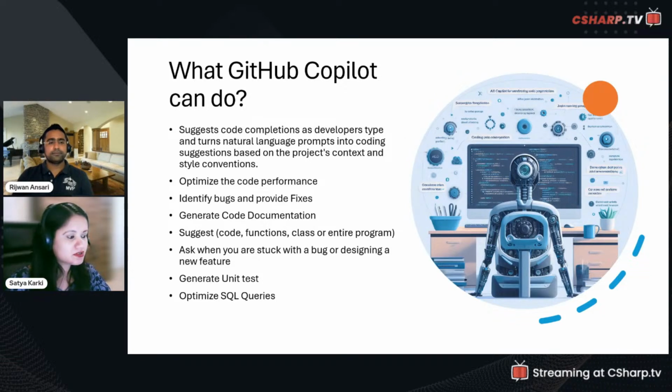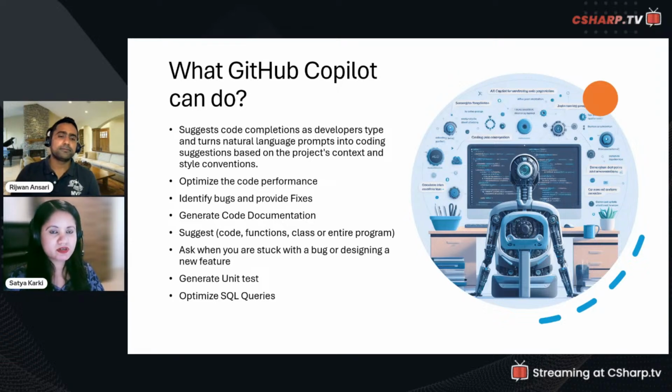So now let's come to what GitHub Copilot can do. GitHub Copilot suggests code completions as a developer types and turns a natural language prompt into coding suggestions based on the project's context and style conventions. Whatever the definitions of your object, the variable, and the context of your method or the class, it gives code suggestions. It understands your context, what you are going to do in your program. So based on that context, it gives the suggestion.